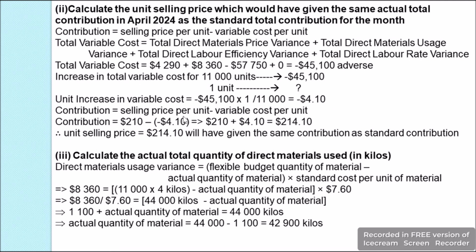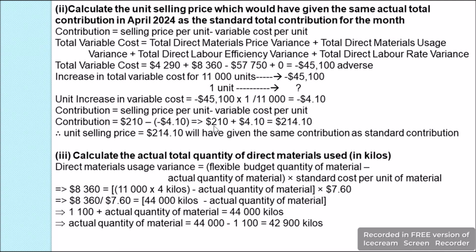Contribution is selling price minus the variable cost per unit. And here, which selling price are we going to take? We are going to take the budgeted selling price, because we have to find the same standard total contribution. So the standard price, which is the budgeted selling price, is taken here as $210. From there we subtract the variable cost, and here it is negative $4.10. So negative into negative, it will be positive.